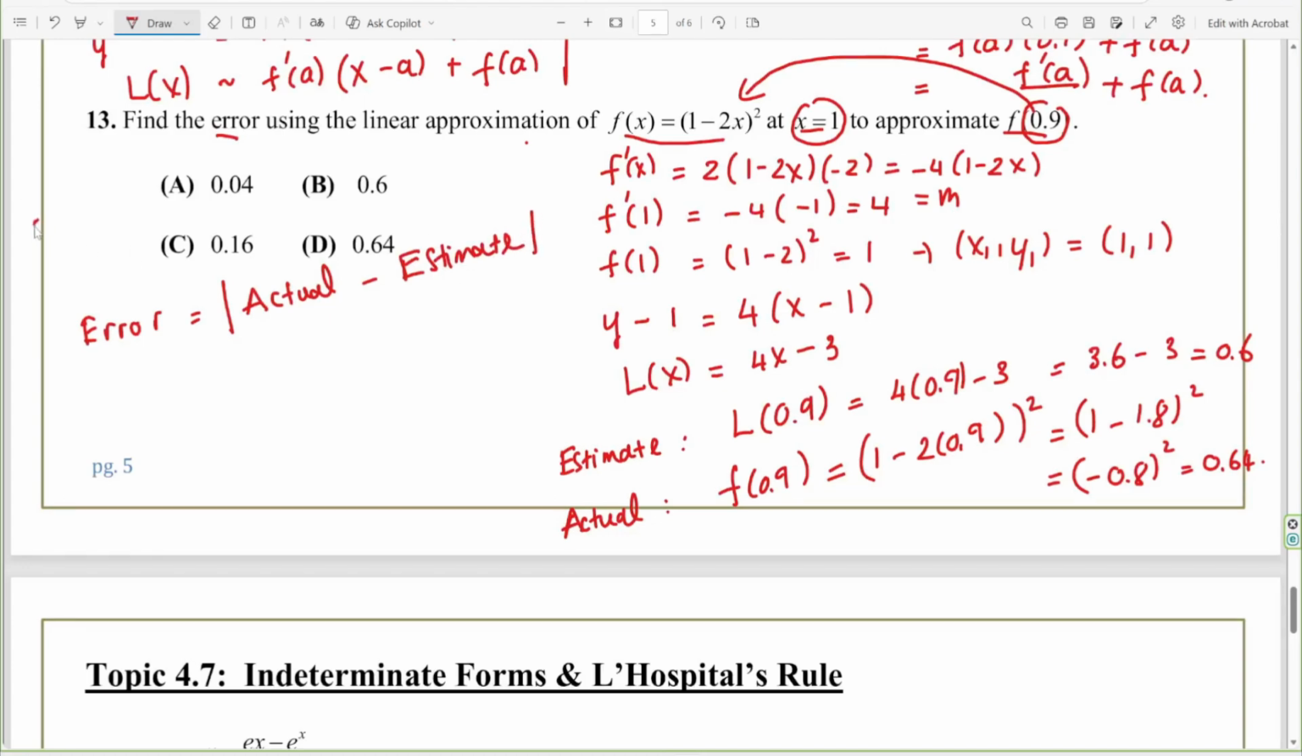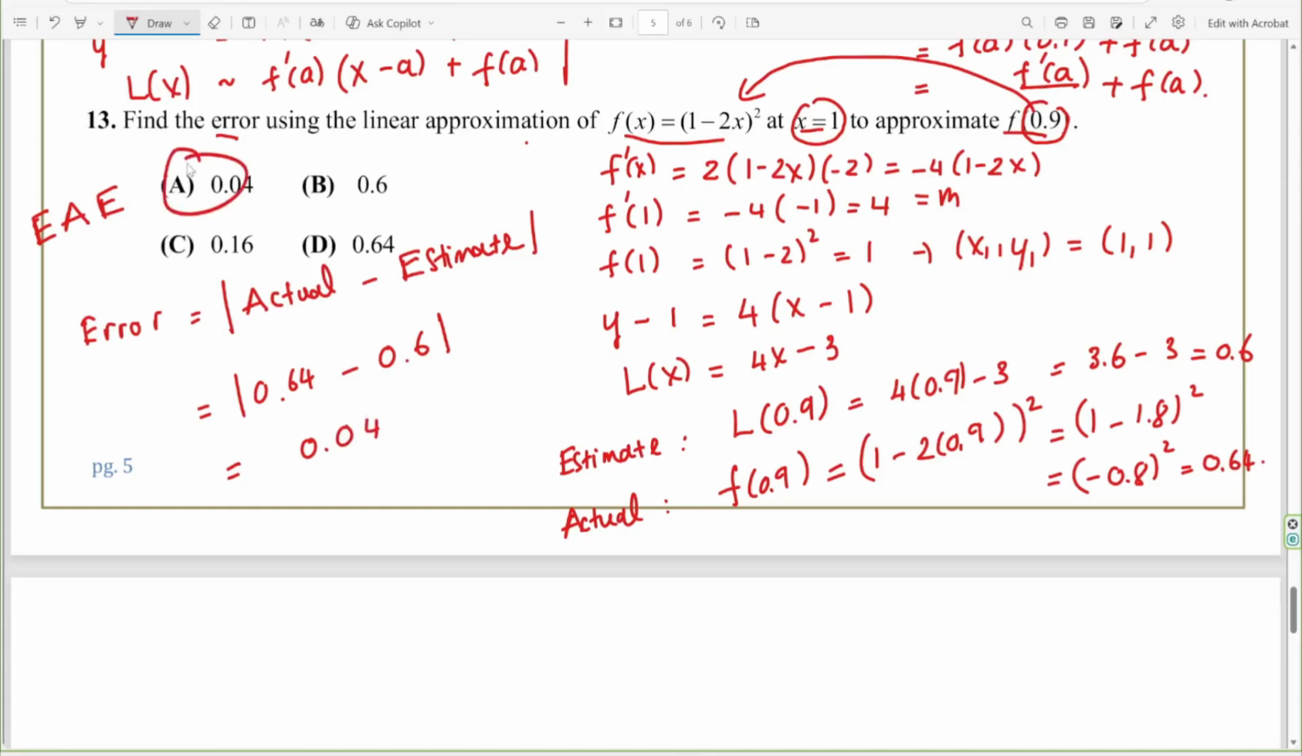Remember, you have a trick to memorize. It should be E, A, E, right? A between 2E, right? So it could be the absolute value of 0.64 subtract 0.6, right? So it could be 0.04. So the answer must be A.